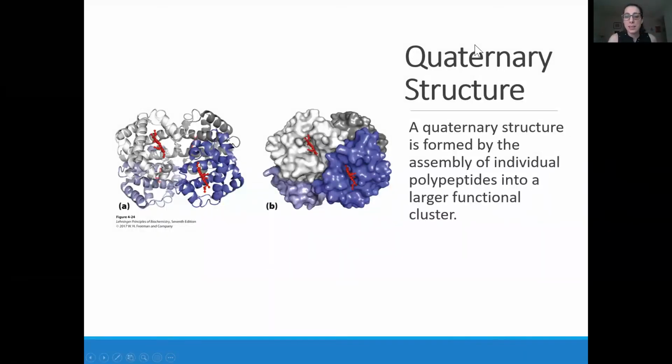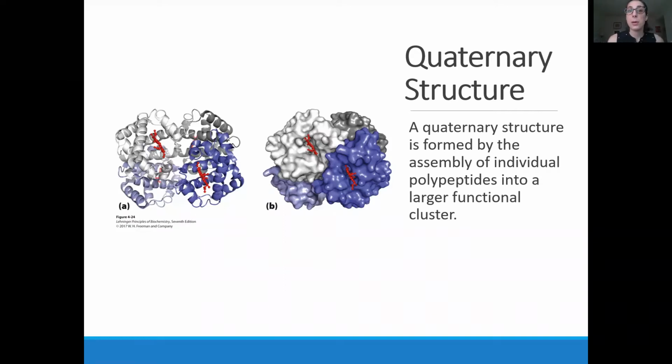Hey everyone, we're going to continue chapter 4, moving into talking briefly about the quaternary structure of proteins, now that we're talking about 3D structure, and then more into protein folding and methods to detect proteins. So we left off talking about the types of structure that exist in a protein, how we classify them.